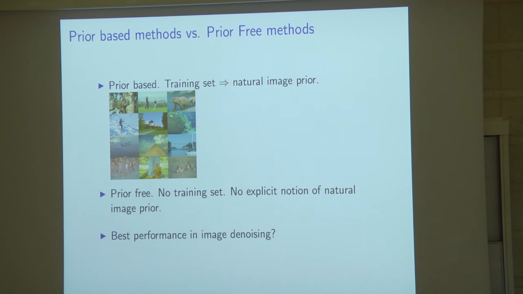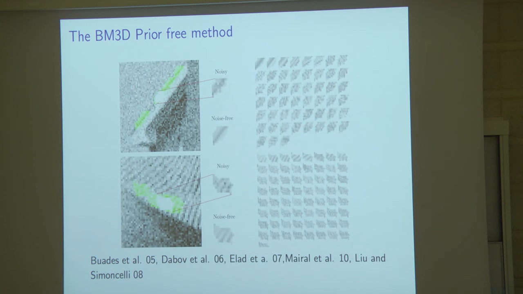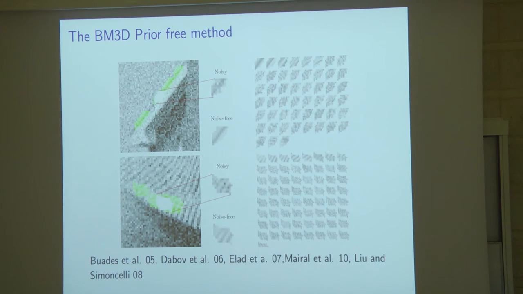And what do you think works best? Yes. So at least until our work, it was very depressing that the methods that work better are the second type of method. And you could argue, is there really such a thing as a prior-free method? It's sort of semantic, but let me just show you one example of a system that works very well.